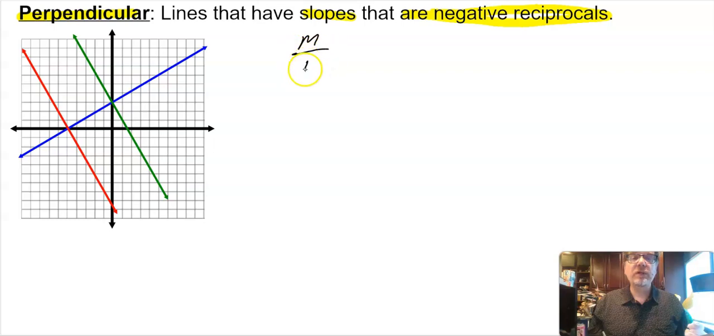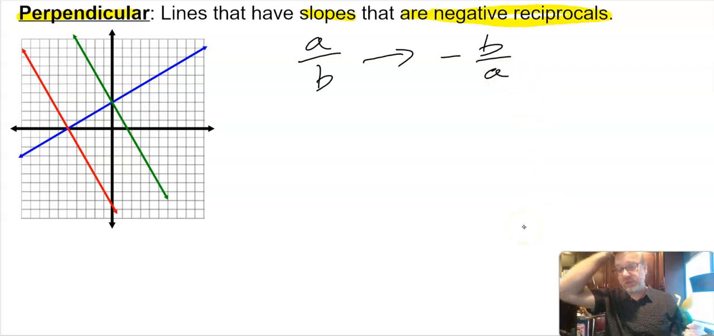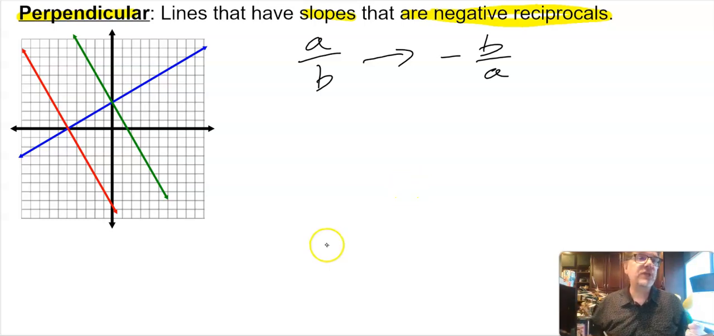If one line has a slope of A over B, then the next slope would be negative B over A. There's the negative part. For a negative reciprocal, you're going to flip the fraction upside down and change the sign.